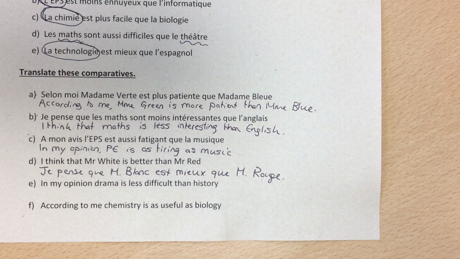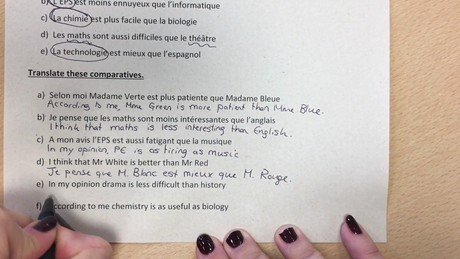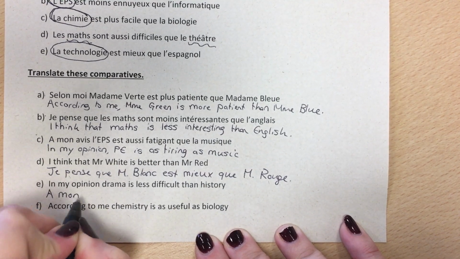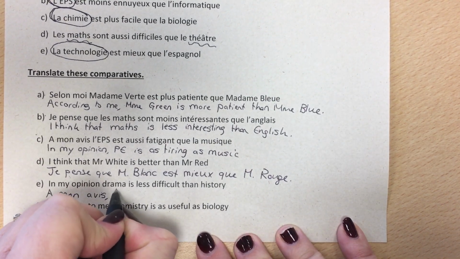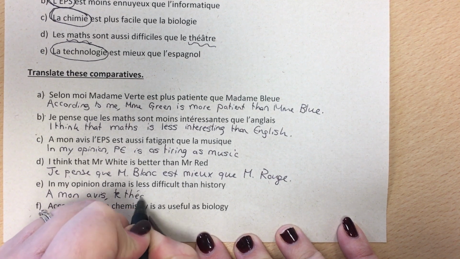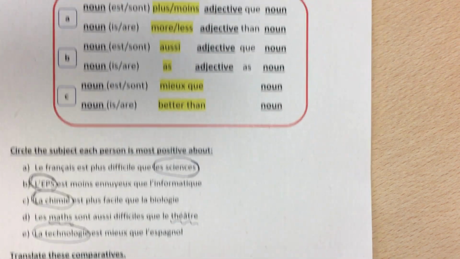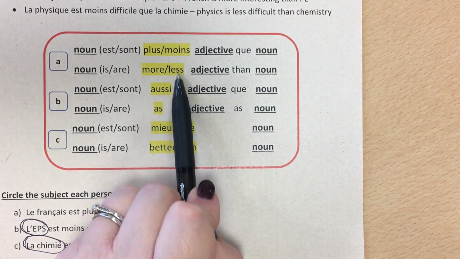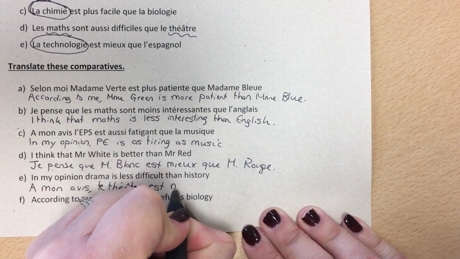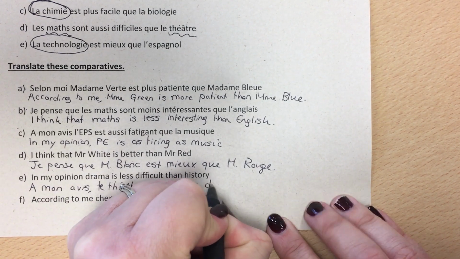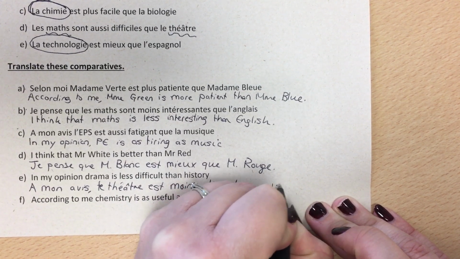Right. In my opinion, again, we've seen that. We saw that in the previous examples. We can reuse that. À mon avis, drama, le théâtre, is less. We go back to our grid again to check less. Where was less? Moins is less difficult than history.